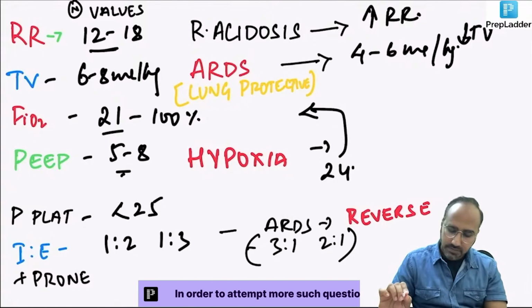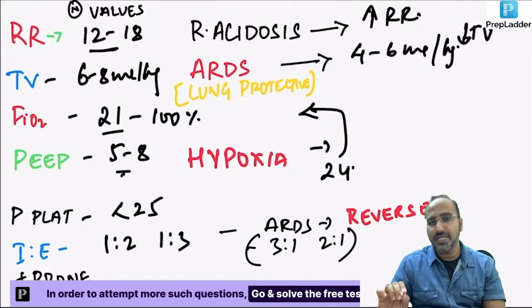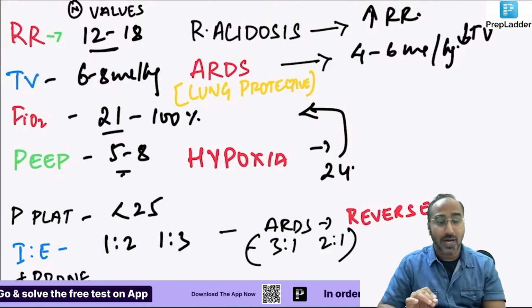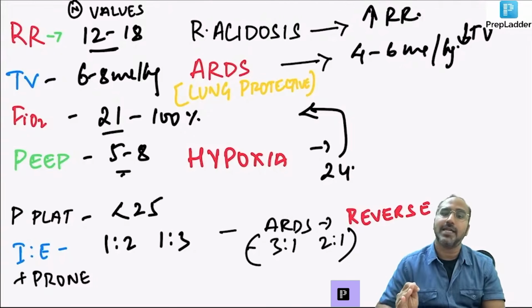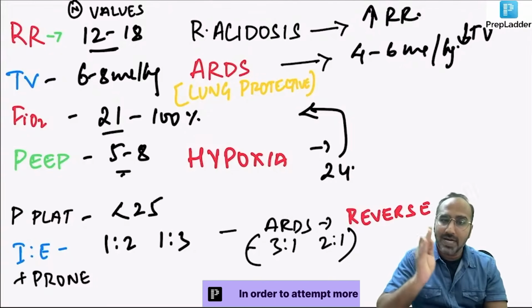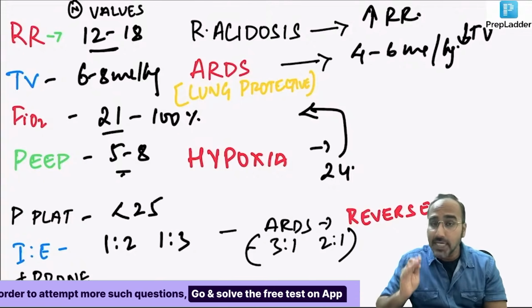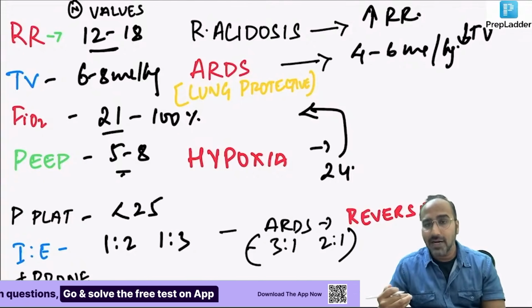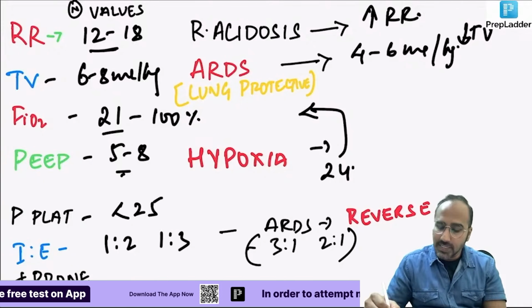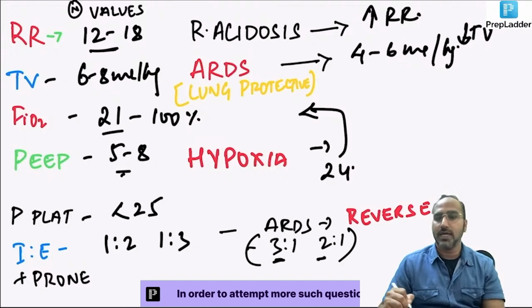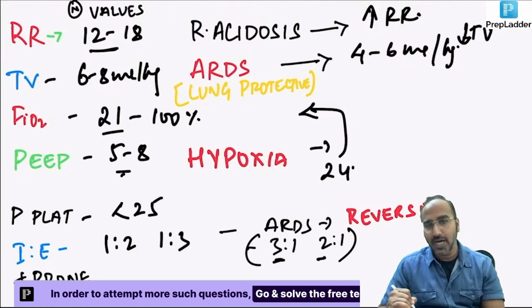Next, P plateau pressure is less than 25, and you have to set an I to E ratio. I to E is nothing but inspiratory to expiratory ratio. Normally 1 to 2, 1 inspiration to 2 expiration, or 1 to 3 expiration you give. But in case of ARDS, you will give a reverse or inverse ratio ventilation. That is what, guys? 3 to 1 or 2 to 1. 3 inspiration to 1 expiration you are keeping.